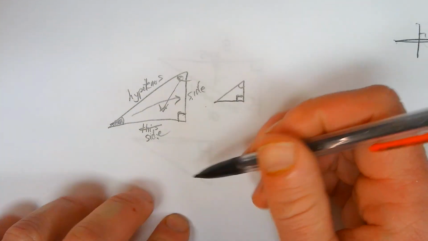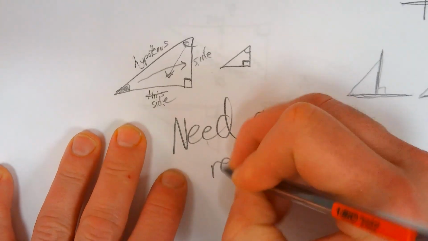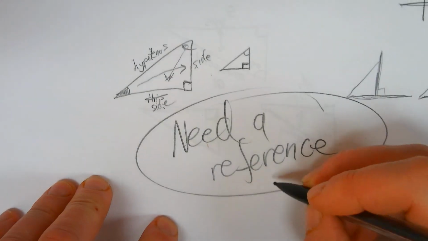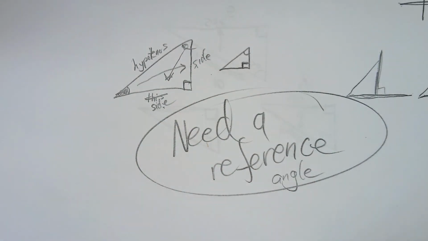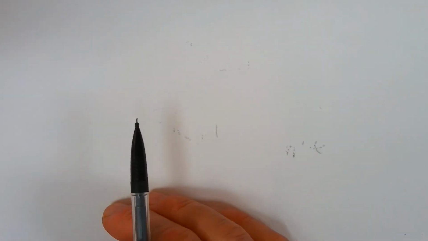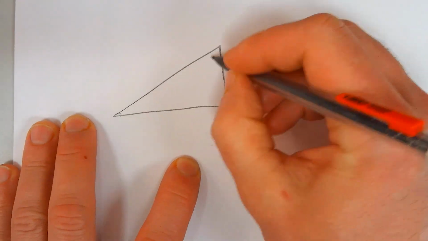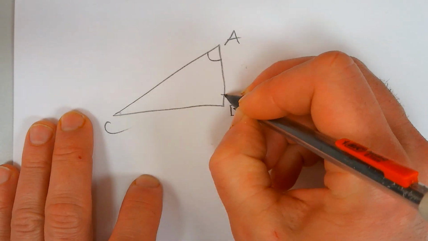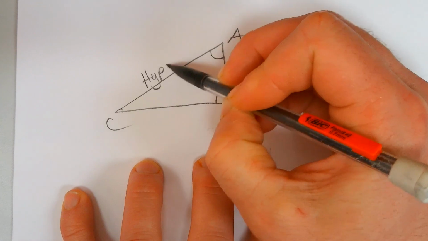And what this shows us is that we need a reference angle. We need a reference angle. And we will have a reference angle all the time. Okay? Let's call this one A, B, C. B is the right angle. This one's, of course, always the hypotenuse, no matter what.